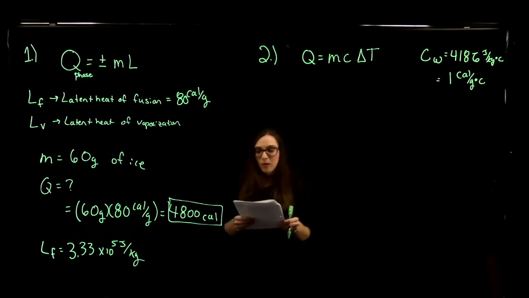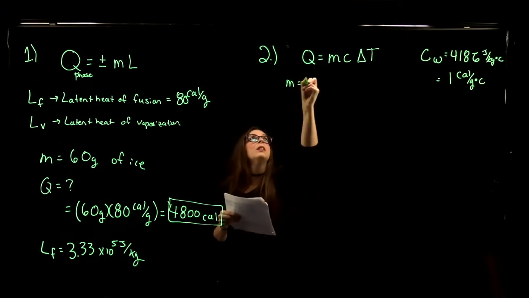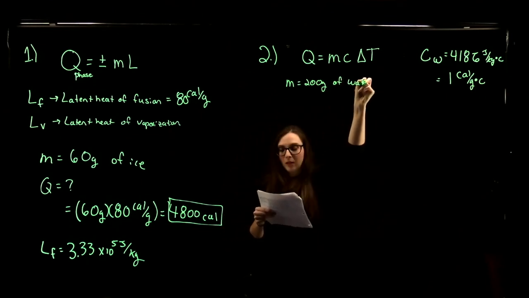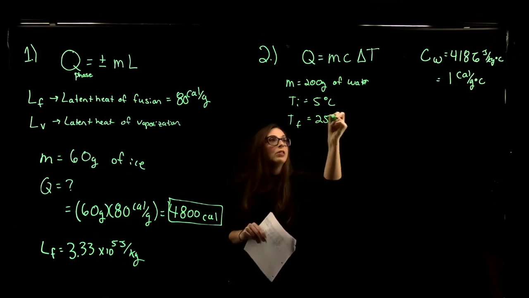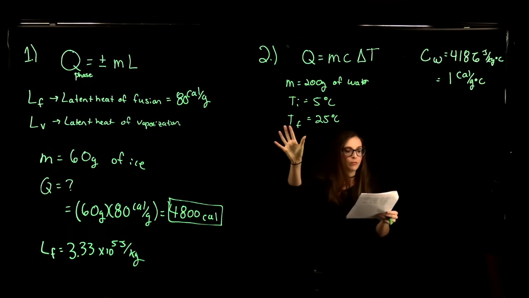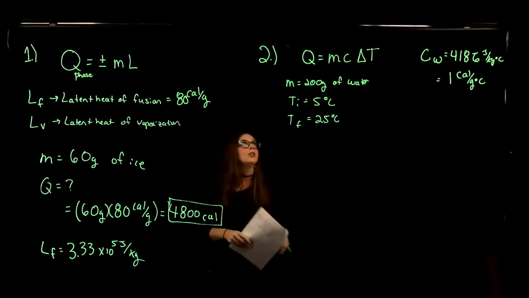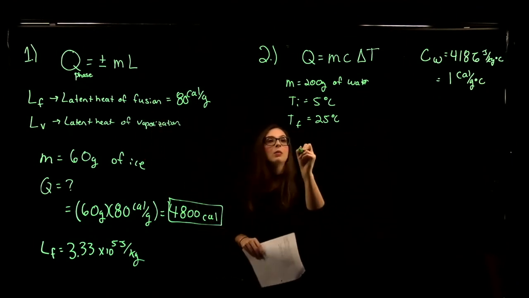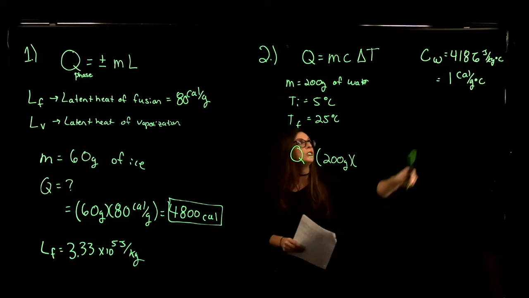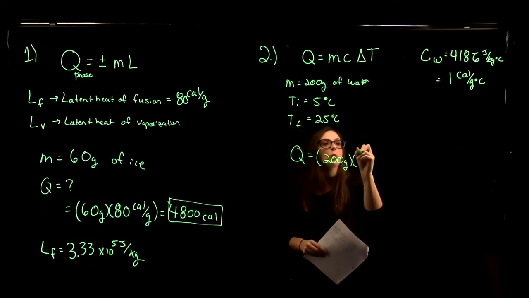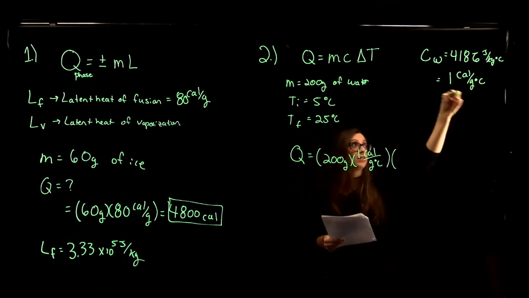Okay, so let's say how much heat is required to raise a cup filled with 200 grams of water from a temperature of 5 degrees Celsius to a temperature of 25 degrees Celsius? So to find the heat required to increase the temperature of that water, we're just going to use this equation. Q is equal to the mass of the water, 200 grams, times the specific heat. And we'll use 1 calorie over gram degrees Celsius.